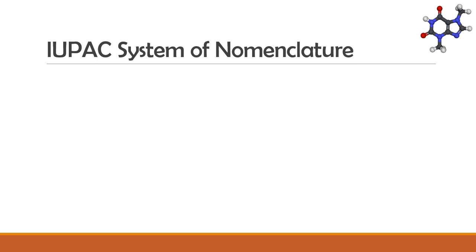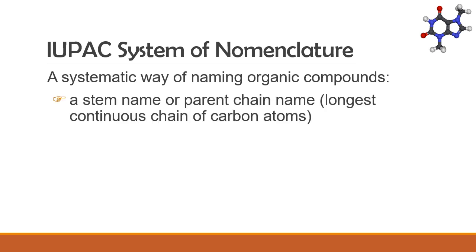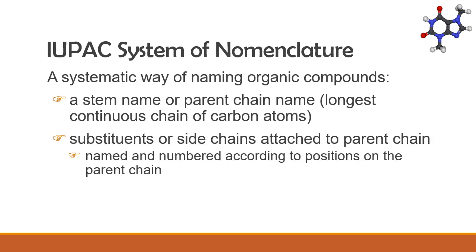IUPAC stands for the International Union of Pure and Applied Chemistry. It is a systematic way of naming organic compounds that has two major parts: a stem name or parent chain name made up of the longest continuous chain of carbon atoms in the molecule, and substituents or side chains attached to the parent chain. These side chains are named and numbered according to their positions on the parent chain.